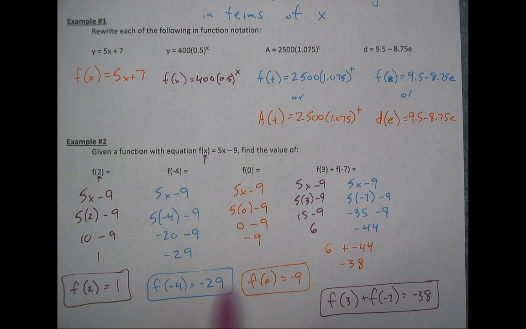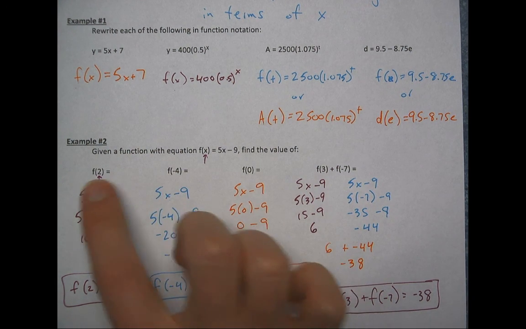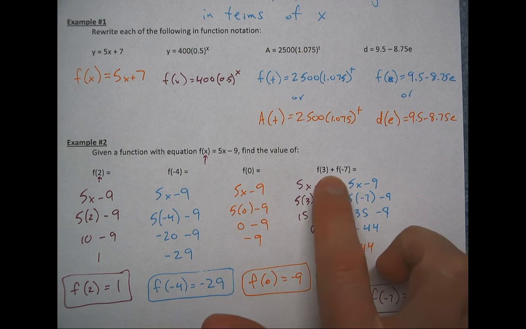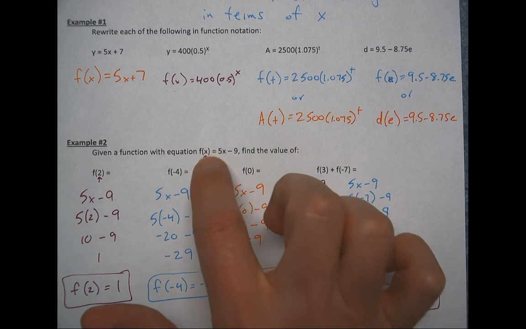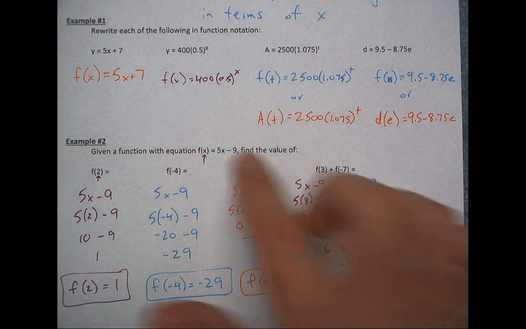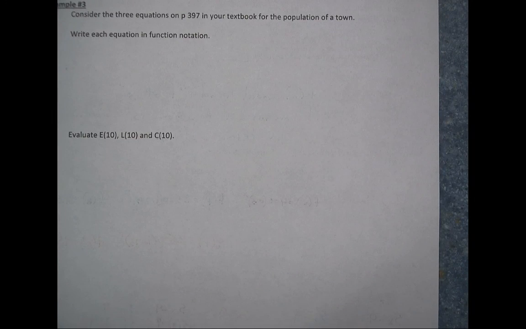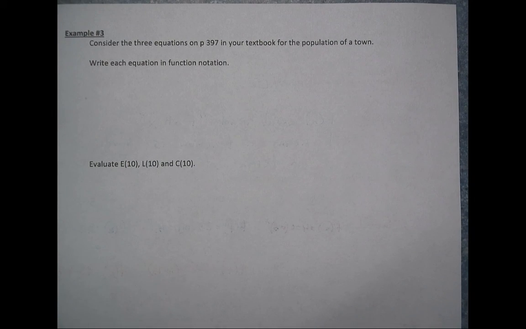Okay, and I'd like you to write out your answers like that. I think it's very helpful to fully grasp what's going on here. Function notation is kind of just a new way to write things, and whatever letter is inside your parentheses here and becomes a number, that's what you're plugging in for. So if you flip this over, example number 3 says, consider the 3 equations on page 397 in your textbook.